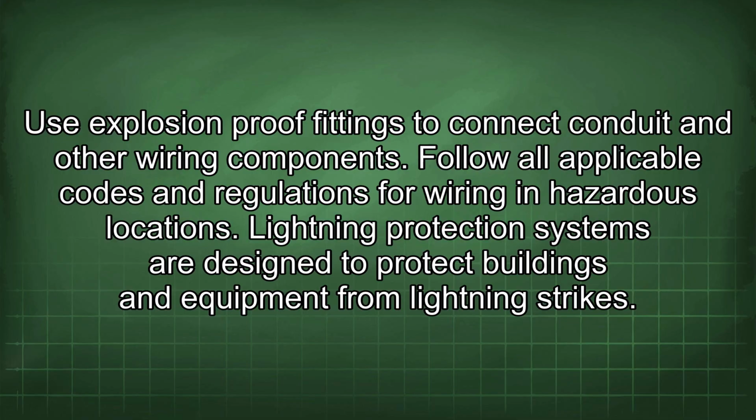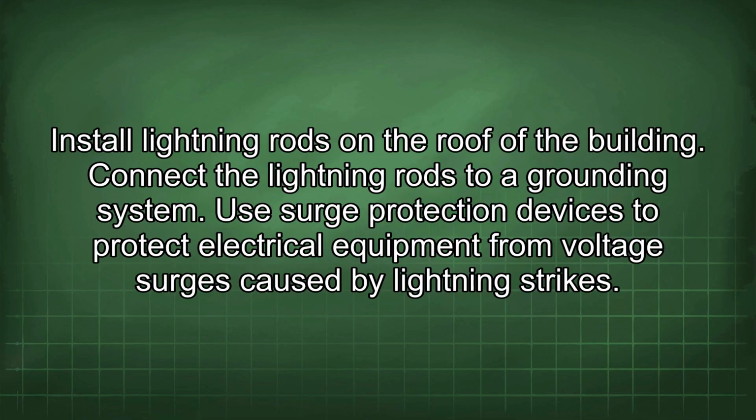Lightning protection systems are designed to protect buildings and equipment from lightning strikes. Install lightning rods on the roof of the building. Connect the lightning rods to a grounding system. Use surge protection devices to protect electrical equipment from voltage surges caused by lightning strikes.